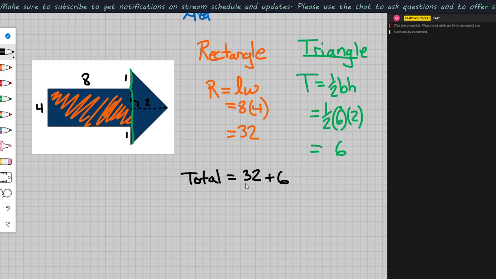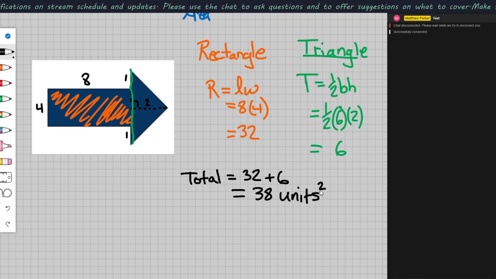So for the total, we're just going to piece them back together like Legos. So 32 plus 6 is 8, and all units again. I'm sorry, so that's units squared. So that'd be our final answer.